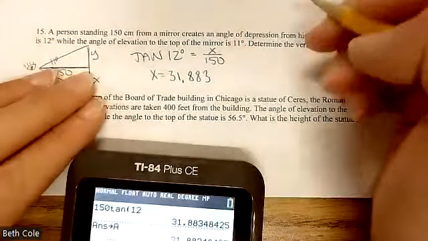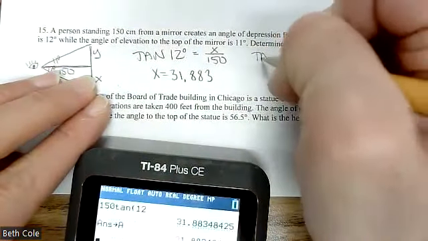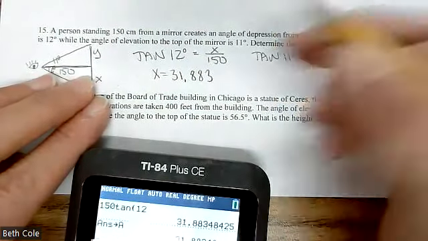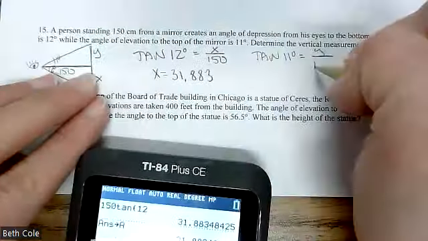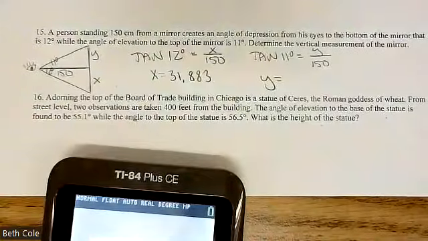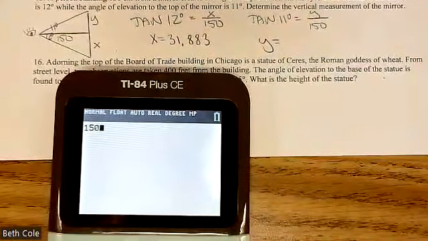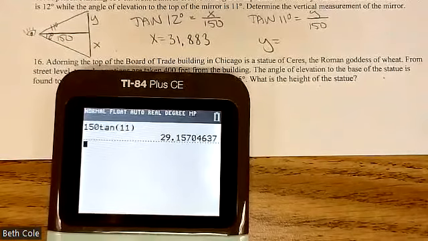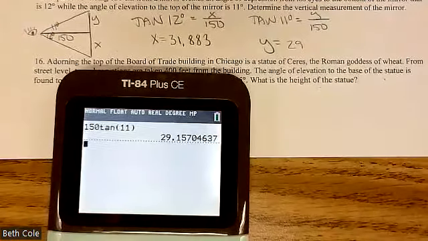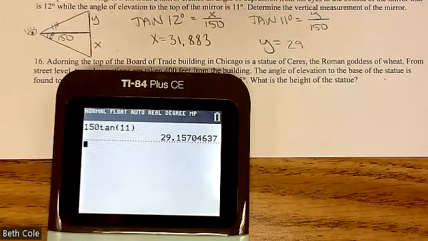How would we set up a problem for that? Tangent 11 would be Y over 150, and we're going to type that one in. So it would be 150 tangent 11. Bless you. No, if you have it stored, you can clear it. It's fine. If you stored the first answer, it's not gone.